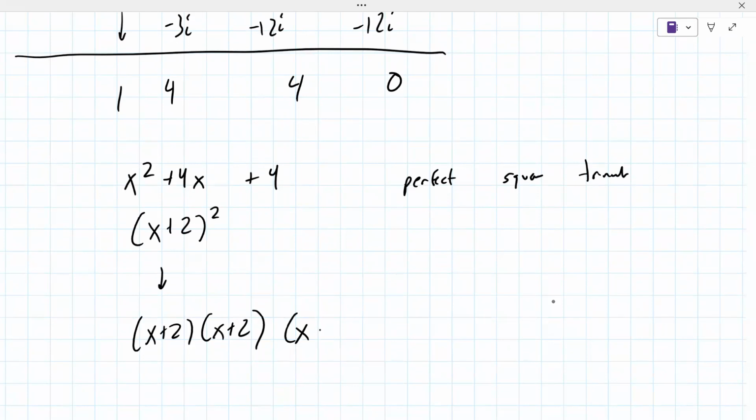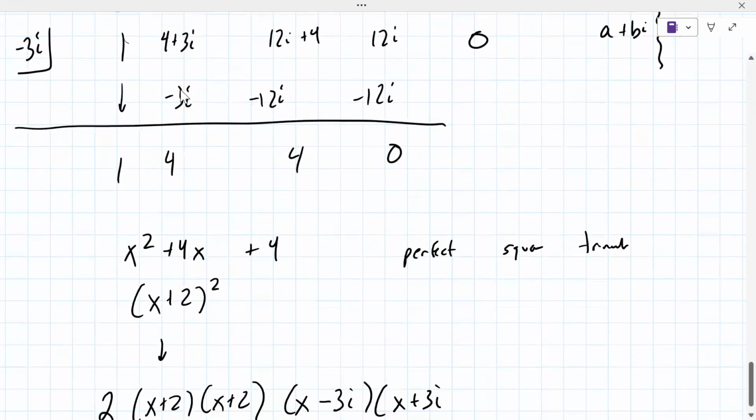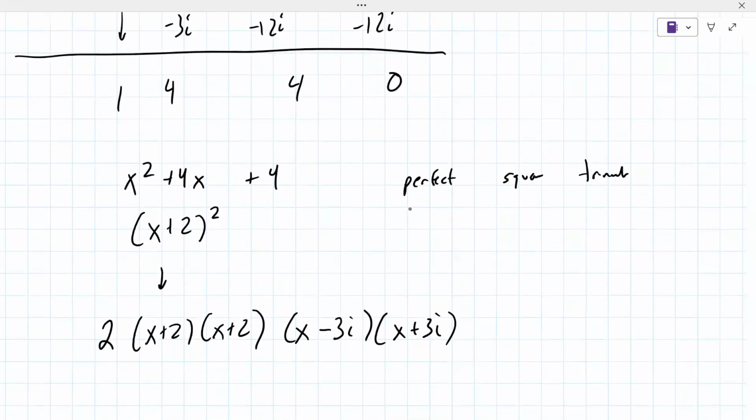And then you've got x minus 3i, x plus 3i as well. And then don't forget to bring the 2 down. So much to remember. There's just so many places to lose credit.